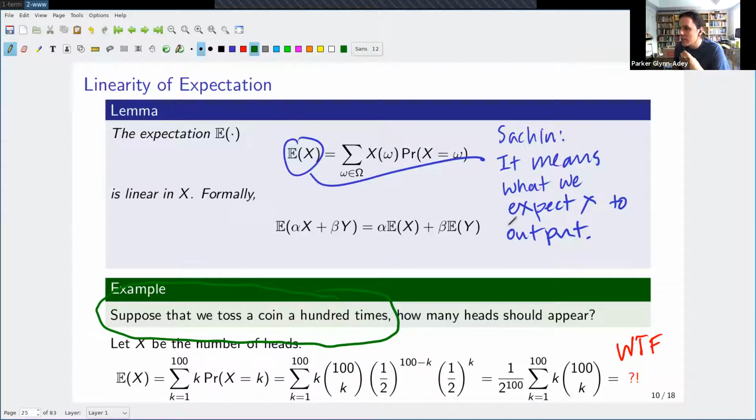Isn't this accurate if we flip infinite times? Yeah. And in the limit, that average converges to the expected value. Yeah, totally.